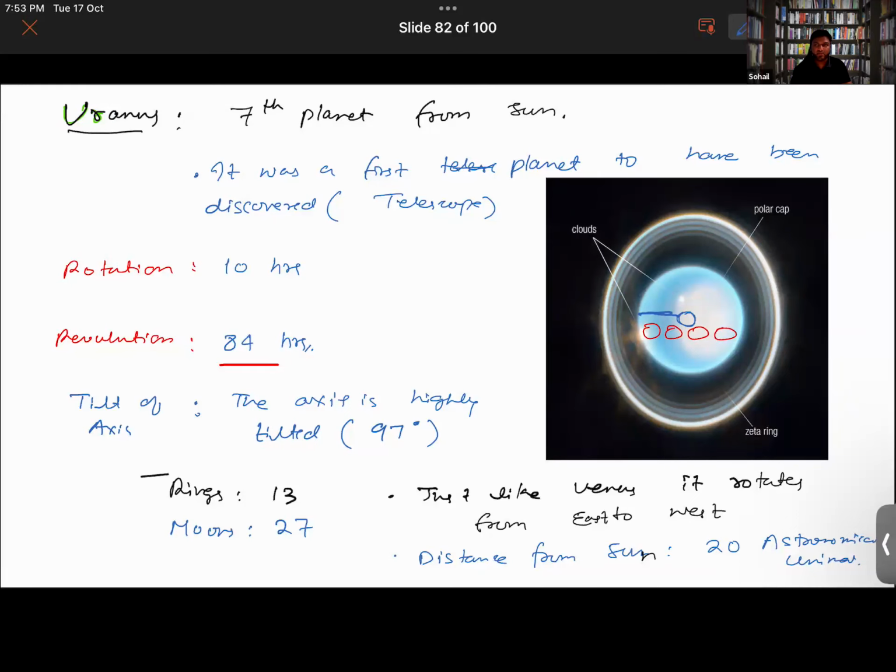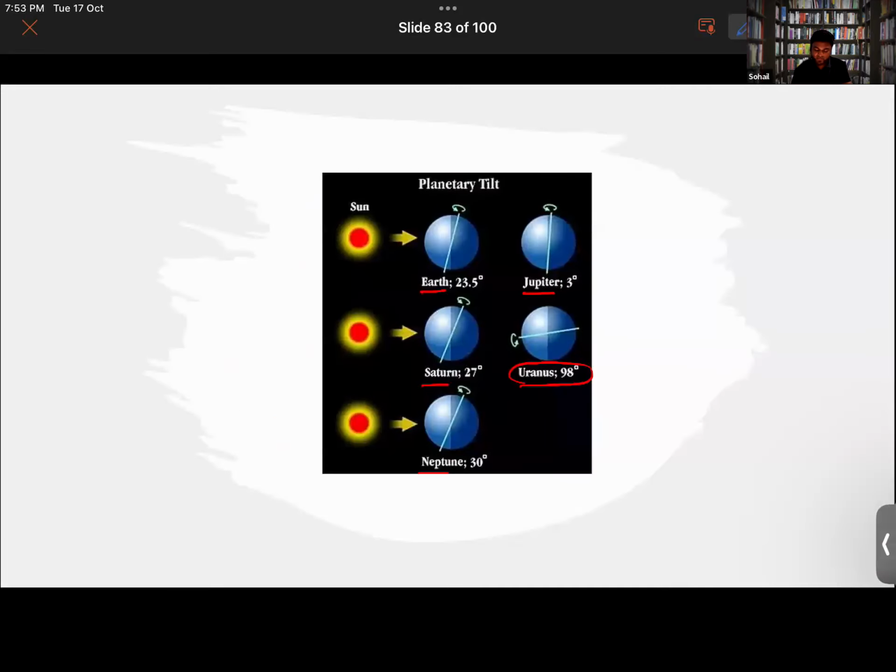So in the next slide, you can see the tilt of all the planets. Earth's tilt from the perpendicular plane is 23.5 degrees. Jupiter's is just 3 degrees. Saturn and Neptune are given. But interestingly and weirdly, Uranus has a tilt of around 97.6 degrees. There was a theory that it got hit by a celestial body, and thereby its tilt changed.